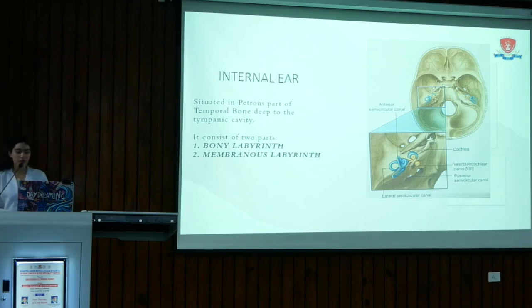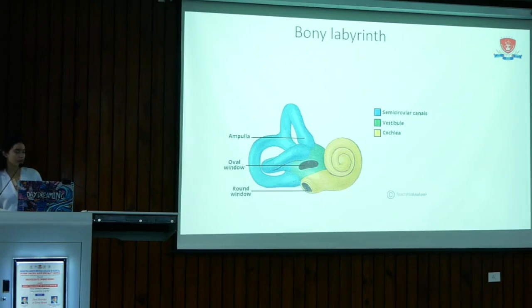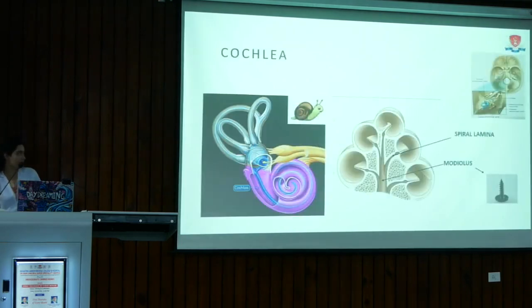It is filled with a fluid called the perilymph. It consists of two parts, an outer bony labyrinth and an inner membranous labyrinth. The bony labyrinth. The bony labyrinth is an intercommunicating system of bony cavities. It is filled with a fluid called the perilymph and consists of the following parts: the cochlea, the vestibule, and the 3 semicircular canals. The cochlea. The cochlea is a bony canal which roughly resembles the shell of a snail.